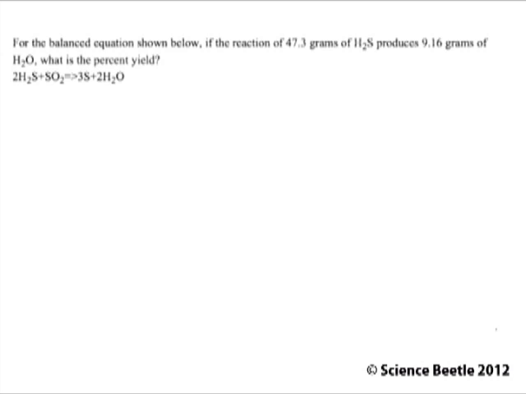Welcome back, students. Here's another problem that we want to go ahead and tackle. In this problem, we have a balanced equation. It's identified here at the very bottom. The question asks us, if the reaction of 47.3 grams of H2S produces 9.16 grams of H2O, what is the percent yield? So again, we have to recall our equation. And that equation's here.